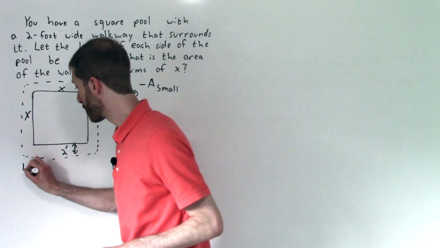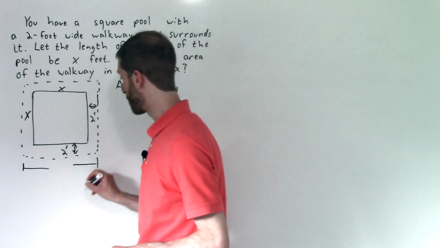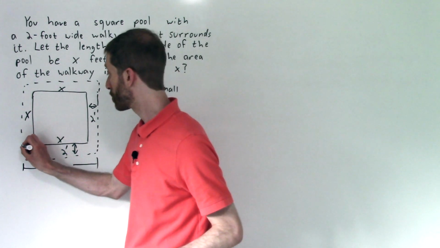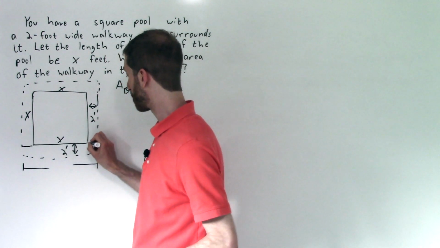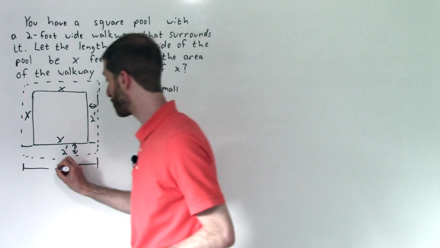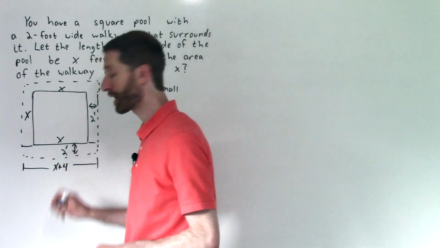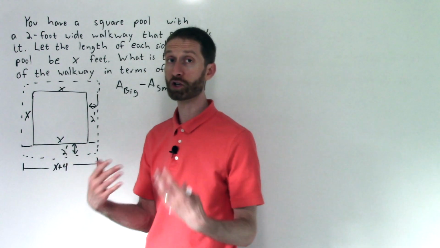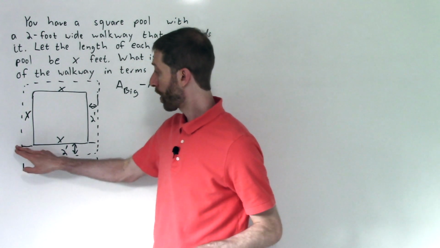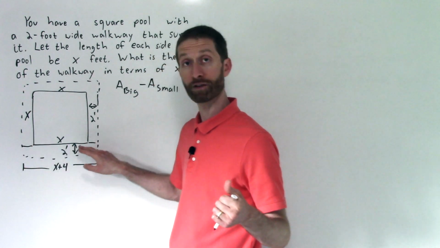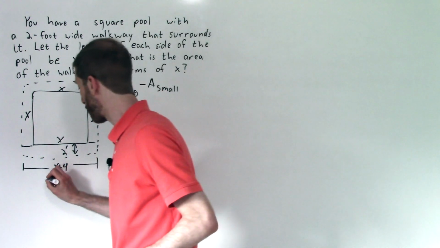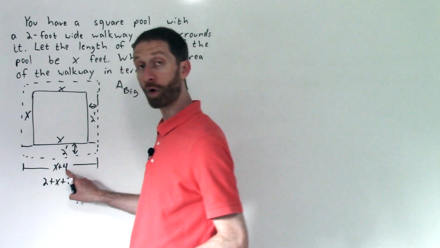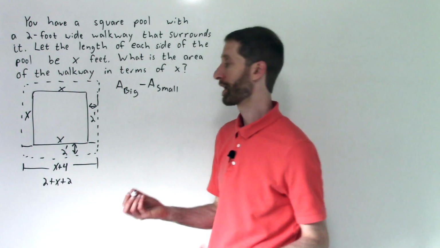The dimensions of the pool with the walkway: this whole thing is x, but this part is 2. So you have 2 plus x plus 2. That ends up being x plus 4. And this is a point where a lot of people get confused. Over my many years of teaching, I've seen students write this as x plus 2 or 2x. Walk it out. You've walked 2 feet plus x feet plus 2 feet. So 2 plus 2 is 4 plus x, or x plus 4.